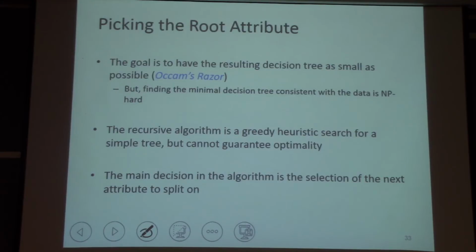Is the question clear? Okay, I see two heads nodding, and I'm going to say that's representative of the entire class. Unless there are people nodding the other way.